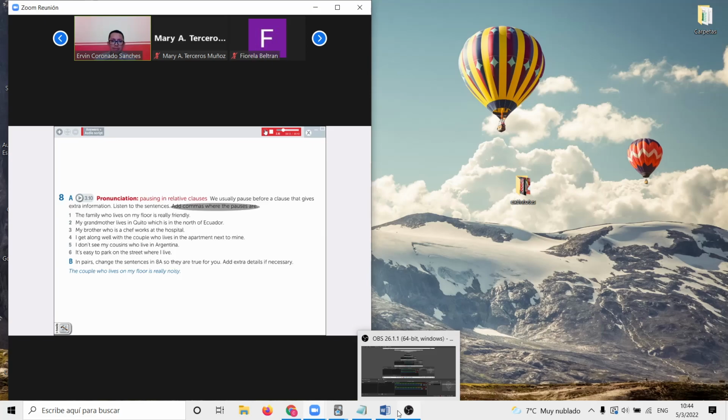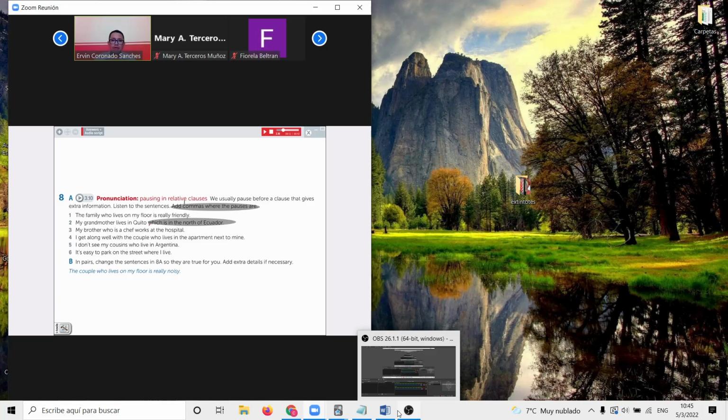What about the second one? Yes, because this is the extra information. So we need a comma right there. So you might say, my grandmother lives in Quito, comma, which is in the north of Ecuador, because that is the extra information. Number 3, my brother, who is a chef, works at a hospital. Do we need a comma? Before works. Yeah, exactly. We need a comma right there. My brother, who is a chef, comma, works at a hospital. True. Number 4. I get along well with the couple who lives in the apartment next to mine. Do we need a comma right there?